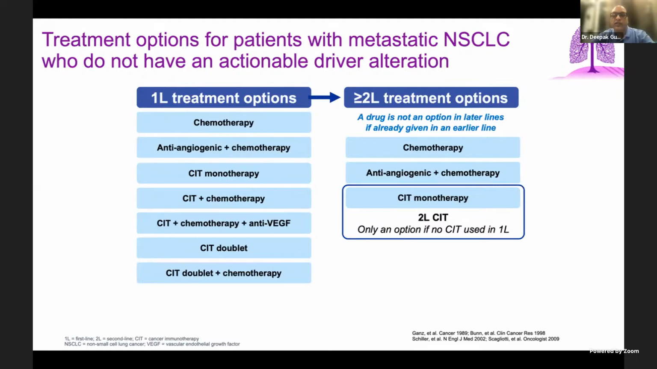And when we talk about second-line treatment, there are limited options, because for those who have been exposed to immunotherapy, second-line immunotherapy is not used unless it has not been used in first line. Then we are left with second-line chemotherapy or an anti-angiogenic agent plus chemotherapy.